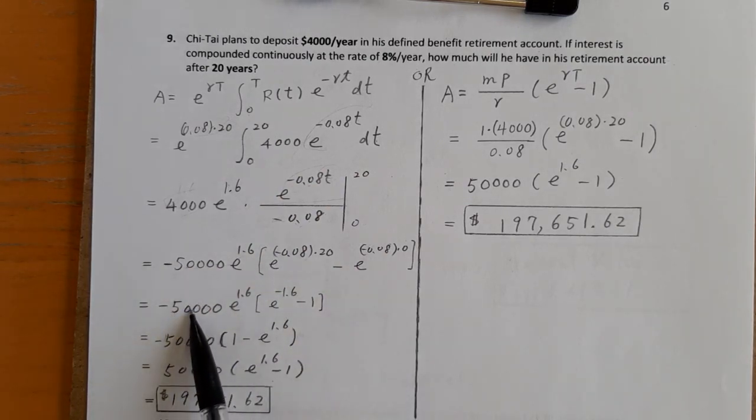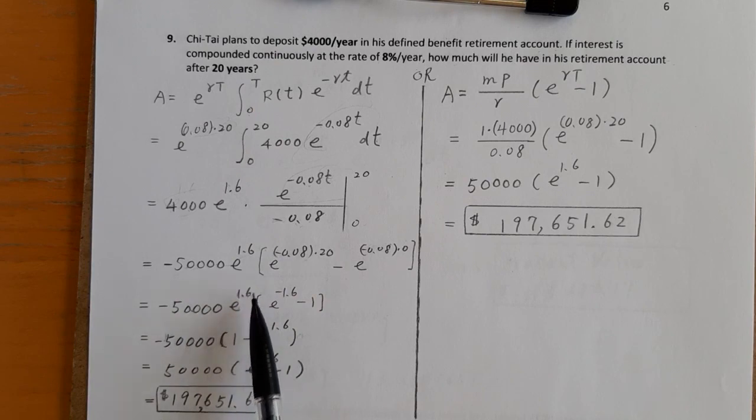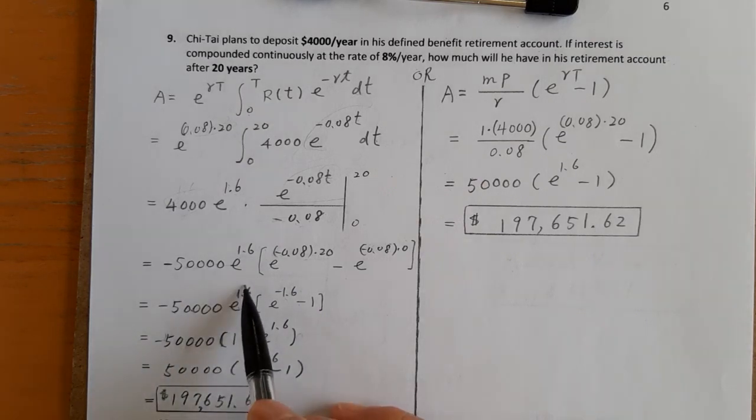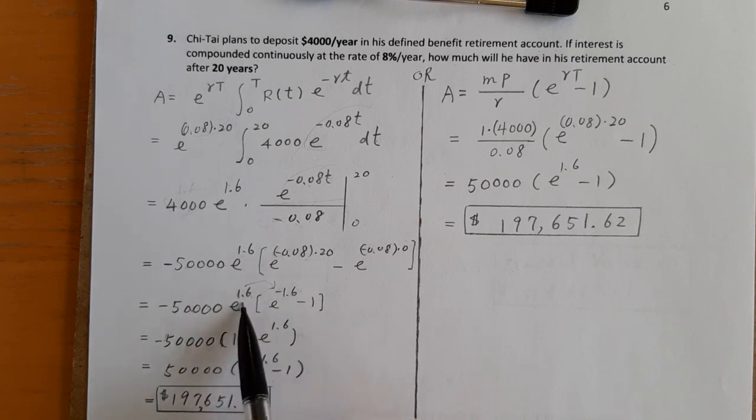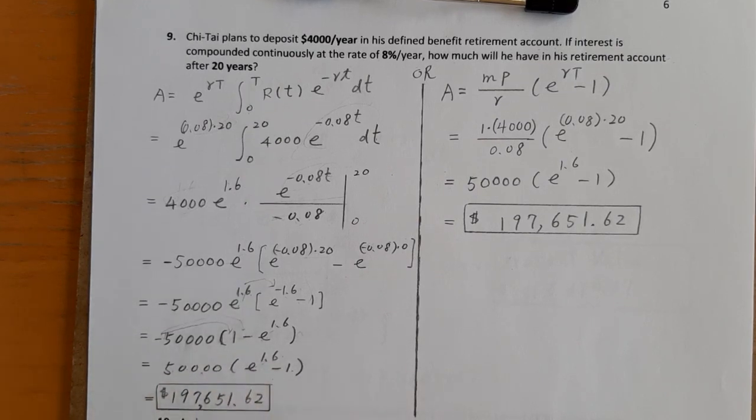And you get negative 50,000 e to the power 1.6 times the quantity negative 1.6 minus 1. Multiplying in, you get e to the power 0, which is 1, and multiplying in e to the power 1.6. Then multiply the negative in, and you get positive 50,000 times e to the power 1.6 minus 1. Use a calculator to figure it out, and you get so many dollars.